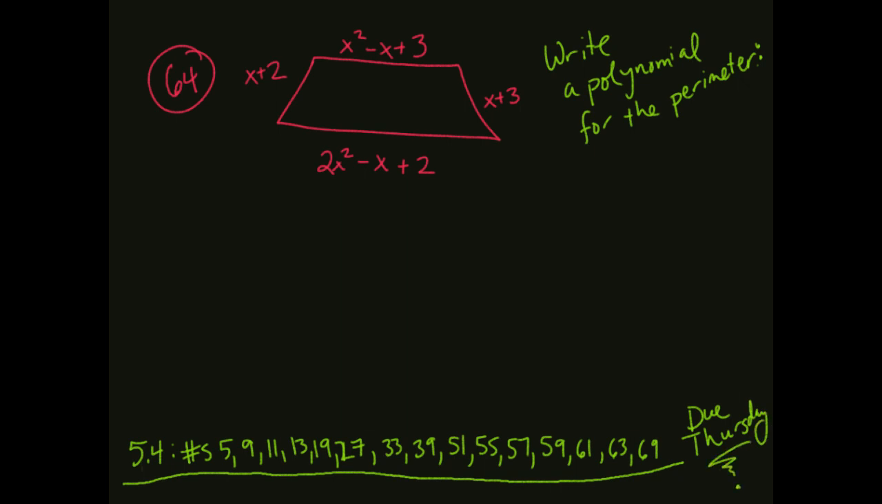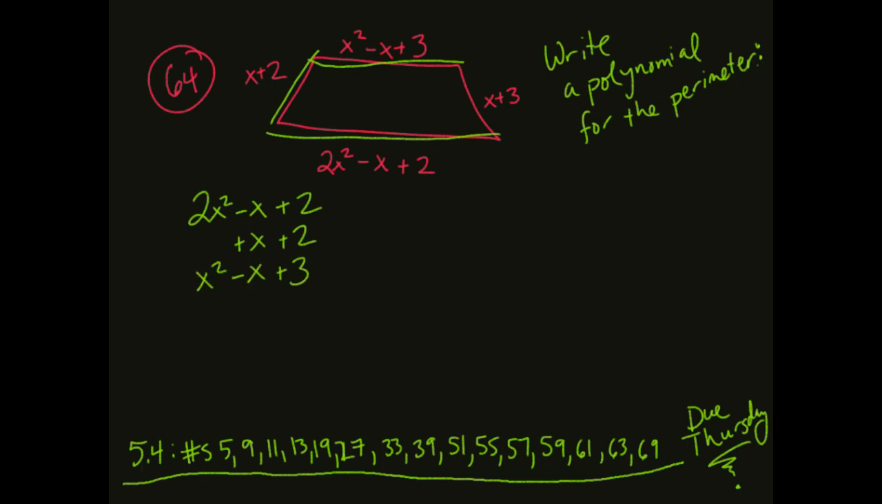Okay, so to add perimeter, you just add up all the sides. I'm going to start with this side down here. So I'm going to say 2x squared minus x plus 2. And then I'm going to do this, but I'm going to arrange it accordingly. And I'm going to put plus x plus 2. Then I'm going to arrange accordingly with this. I've got x squared minus x plus 3. And then my last side is x plus 3, so I have another x plus 3.